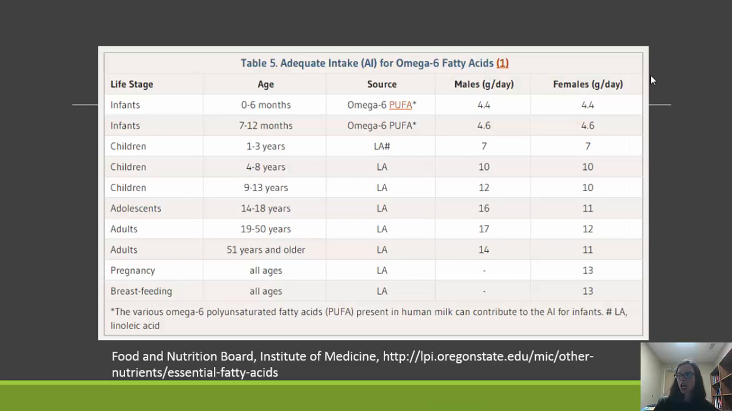Okay, and here are our tables for our adequate intake of omega-6s. The real number that you need to concentrate on here is that adult males are supposed to get 17 grams a day, and females 12 grams a day. So keep these in mind, because I'll refer back to them in a little bit.